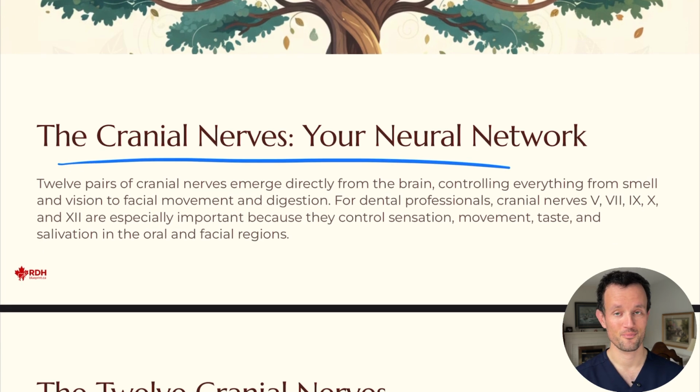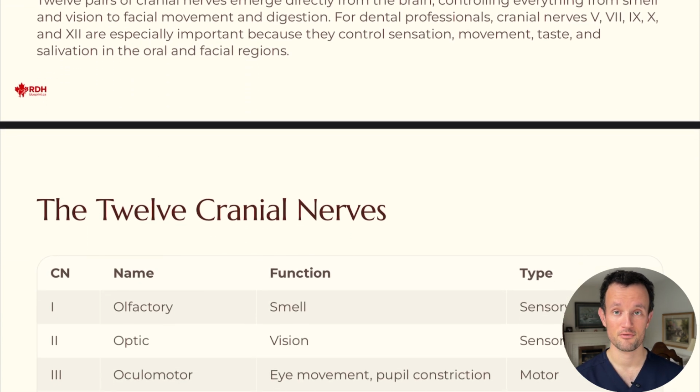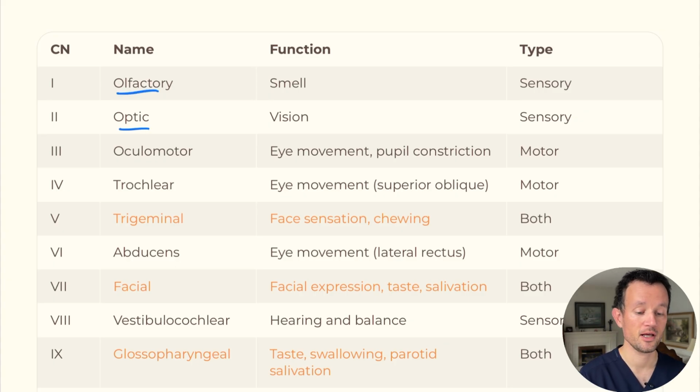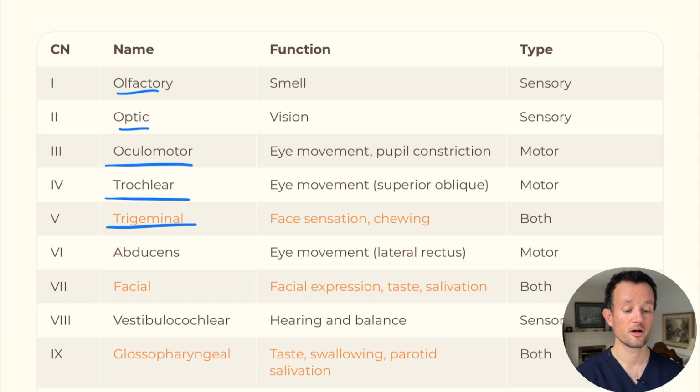Cranial nerves, your neural network from your brain to the rest of your body. You do need to know these cranial nerves. You should know what they innervate, if they're sensory or motor. Do they just feel things or do they actually move muscles? So we have olfactory, optic, oculomotor, trochlear, trigeminal. So let's go over those 5.